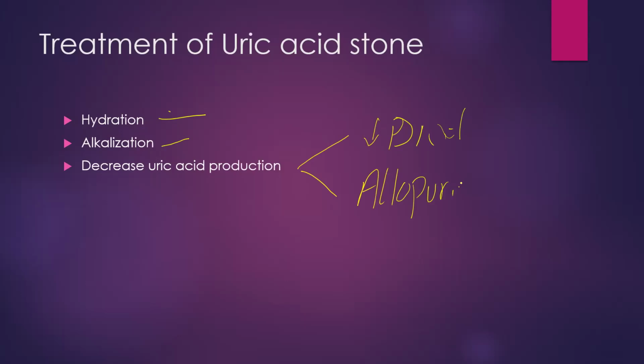Allopurinol is a xanthine oxidase inhibitor. That is used if the symptoms recur. So for recurrent uric acid stones, we give allopurinol, while other drugs that are uricosuric agents are not encouraged because they increase the risk of uric acid stones.